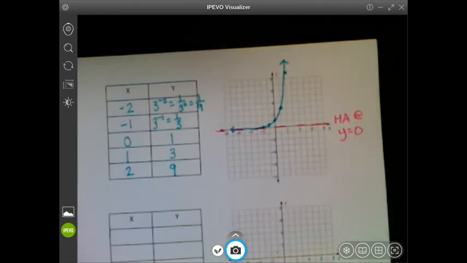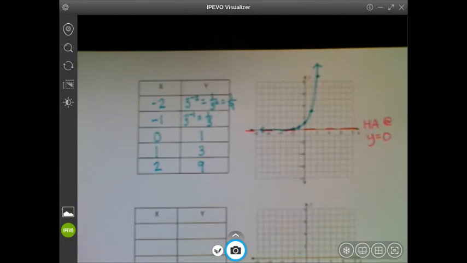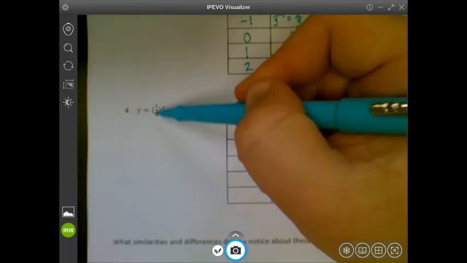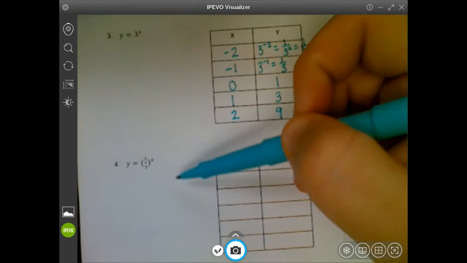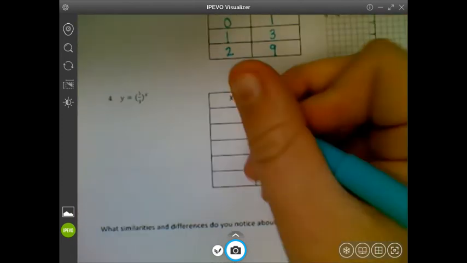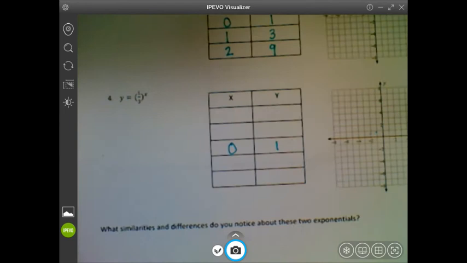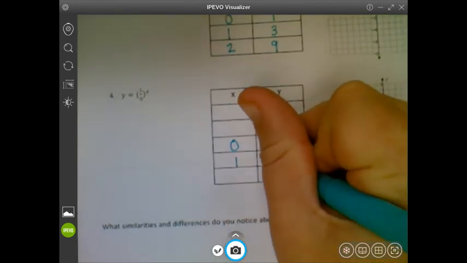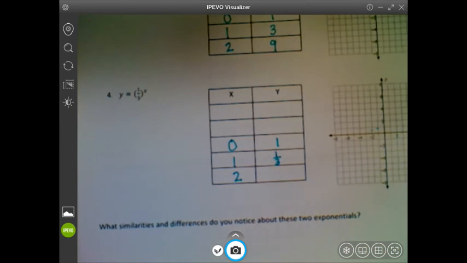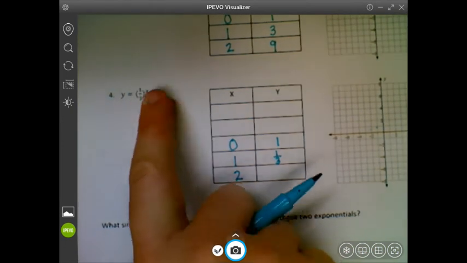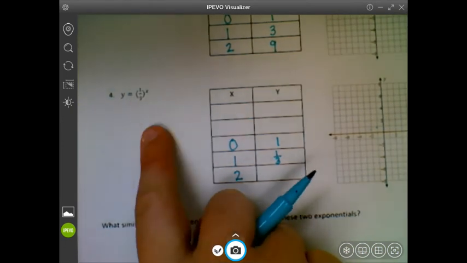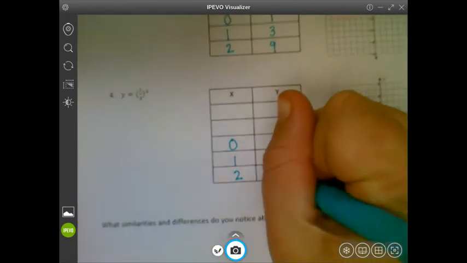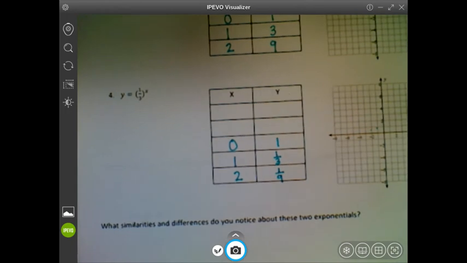All right. Next graph is going to be 1/3 to the x. So because this is 1/3 and we just did base 3, you're going to see some similarities here. Anything to the 0 power equals 1. First power would be a third. The second power means you're going to square this, right? And 1/3 squared, you can do 1/3 times 1/3, or 1 squared over 3 squared. And so either way you do it, it will be 1 over 9.